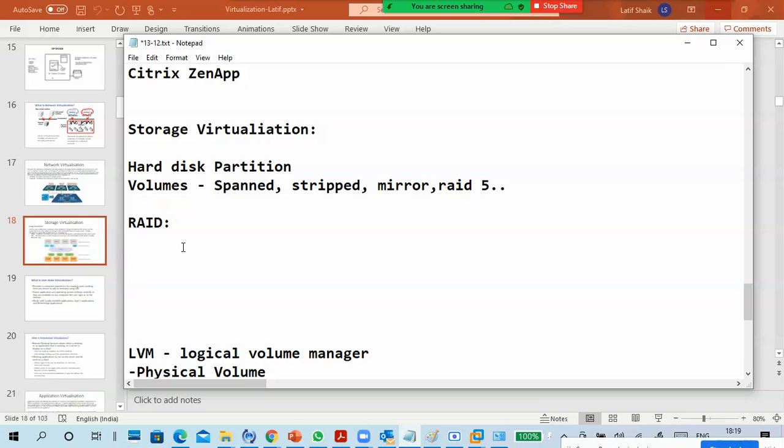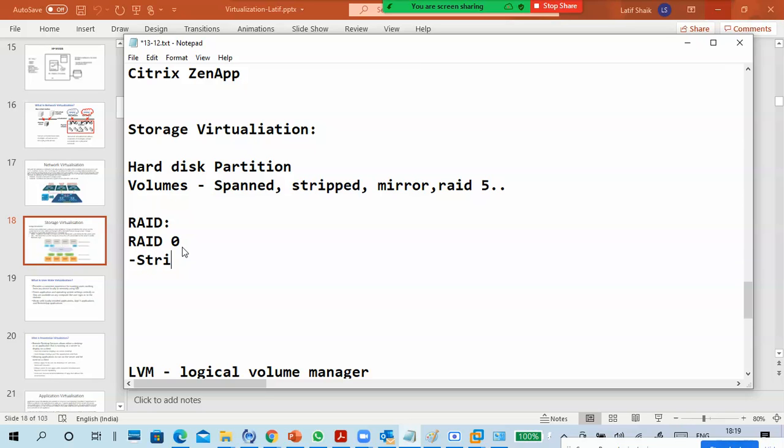In RAID we have RAID 0. So what is RAID 0? It is a striped volume.